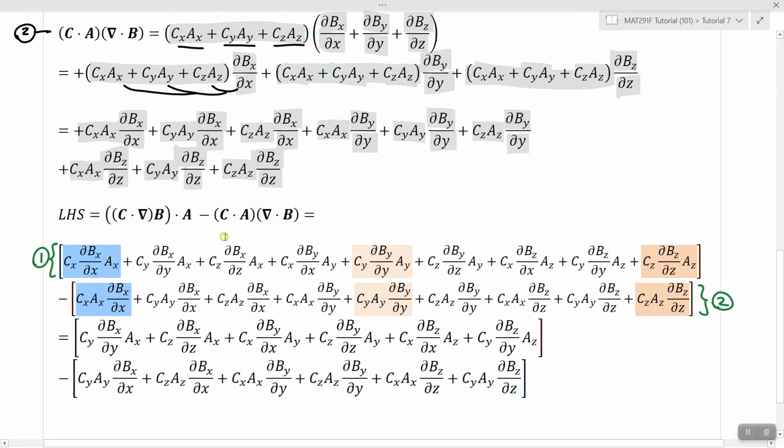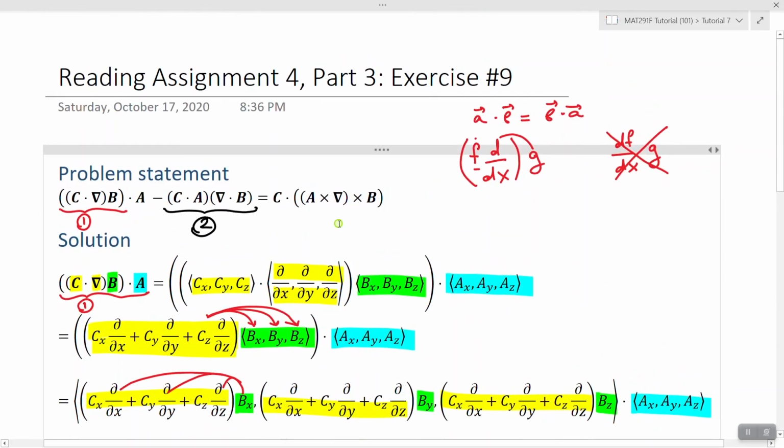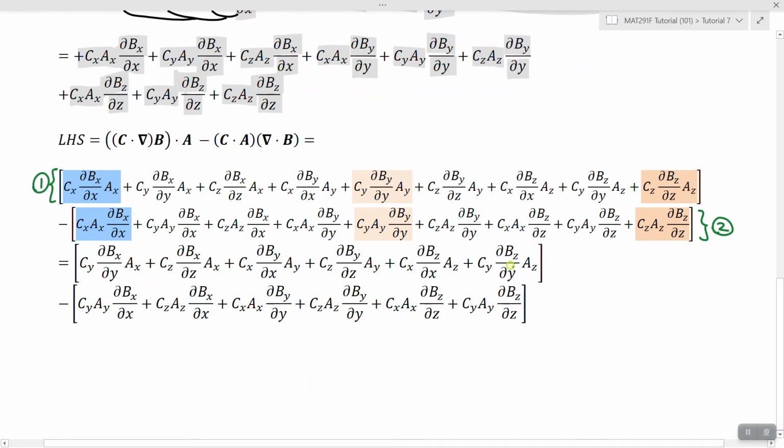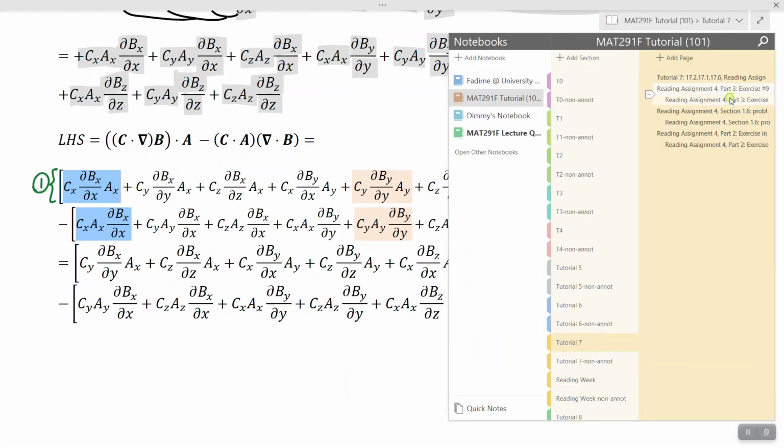And then, so this is it for the left-hand side. And then let's expand out the right-hand side and show that they are the same. So this would be term number 3. And we want to verify that whatever 3 expands into is this expression that I got right here. So let's do that.